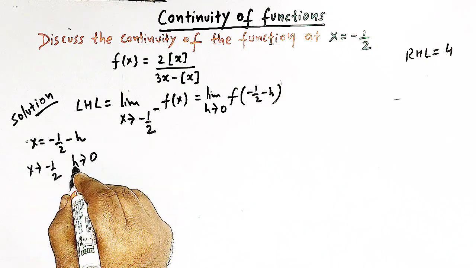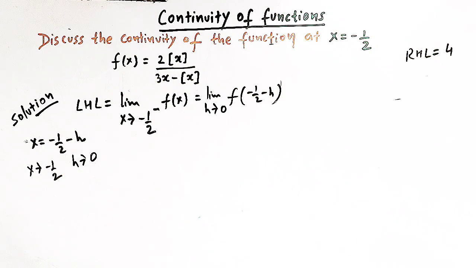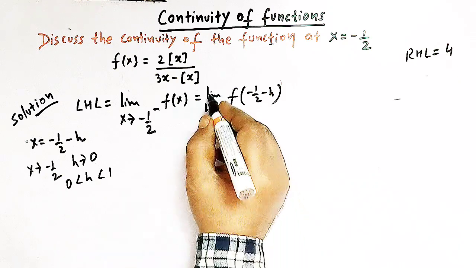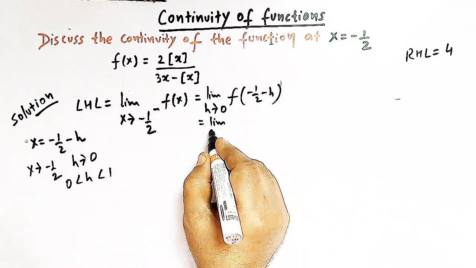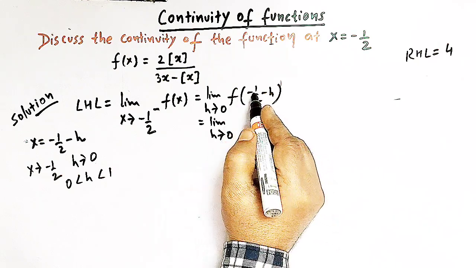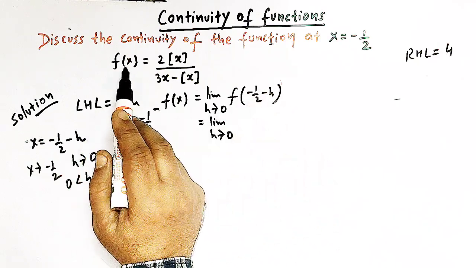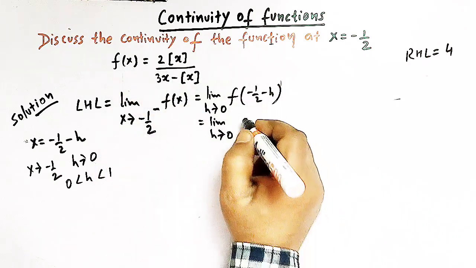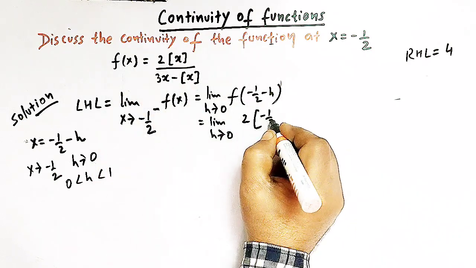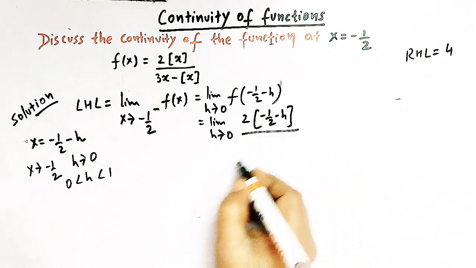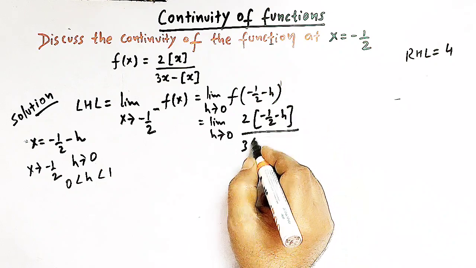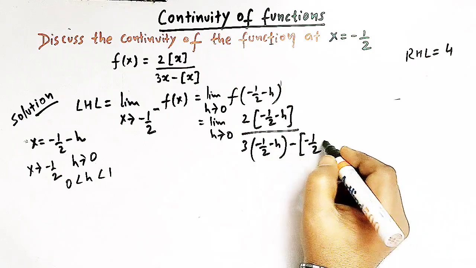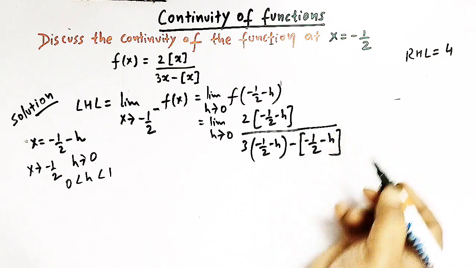And again this quantity h is infinitesimally very small, and h lies between 0 and 1. So now this limit is the limit as h tends to 0 of f(-1/2 - h), which can be obtained by replacing x by -1/2 - h. So we have 2 times (-1/2 - h), and then 3 times (-1/2 - h), and then the greatest integer of (-1/2 - h).